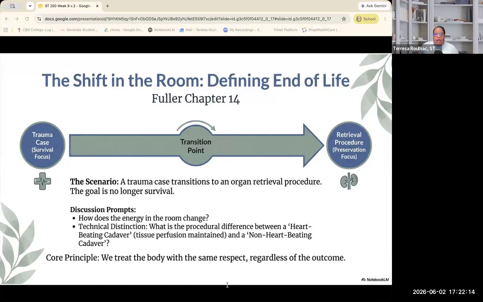Urgency often becomes quiet precision. The emotional tone shifts from rescue to now preservation. And as professionals, we have to adjust with it. So let's ground this technically, okay? The chapter talks about a heart-beating cadaver and a non-heart-beating cadaver.